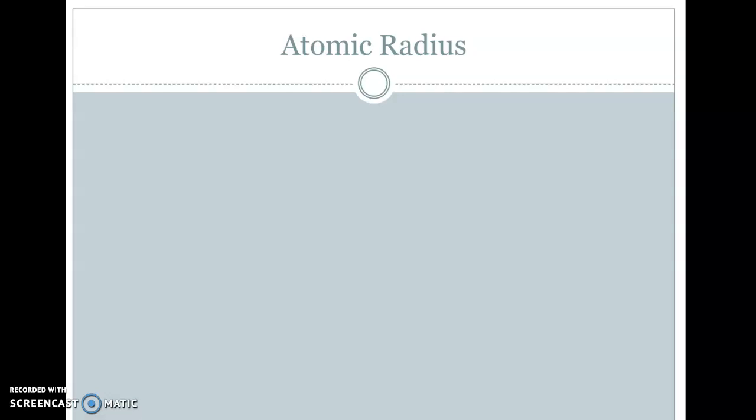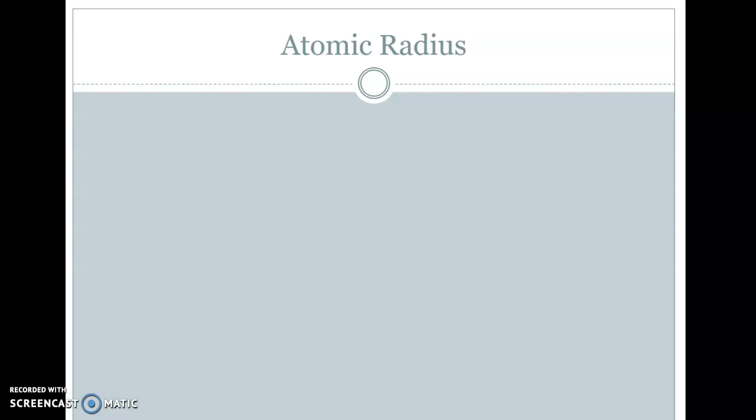So as we're looking at trends on the periodic table and looking at what happens as we move down the columns and across the rows, the first one that we can look at is atomic radius. Now, from math, you already know what the radius of a circle is. You measure from the center of the circle to the outer edge of the circle.